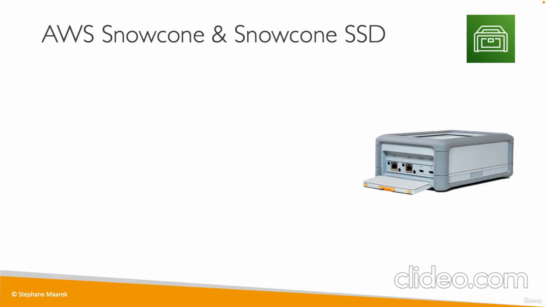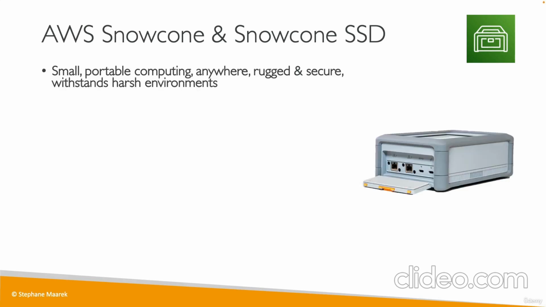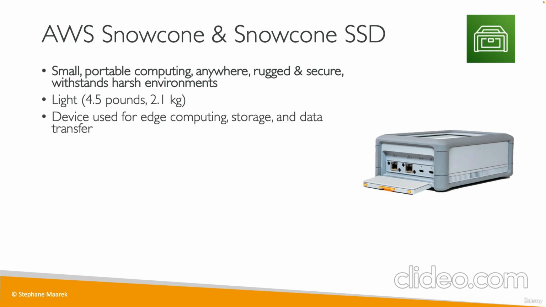Next, we have the Snowcone. The Snowcone is a very small portable device, and it's rugged, it's secure, it can withstand harsh environments, and it's meant for environments where you have a little amount of data. It's light, it's like 2.1 kilograms, and you can put it on a drone if you wanted to. And it's going to be used for edge computing, storage, and data transfer.